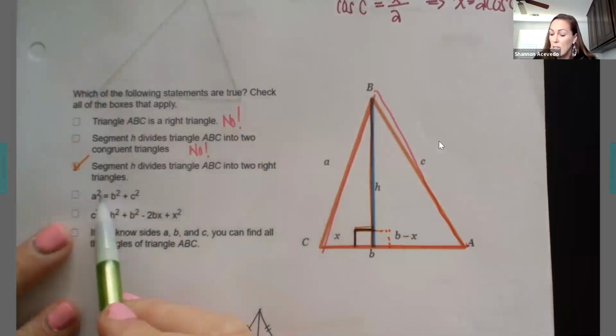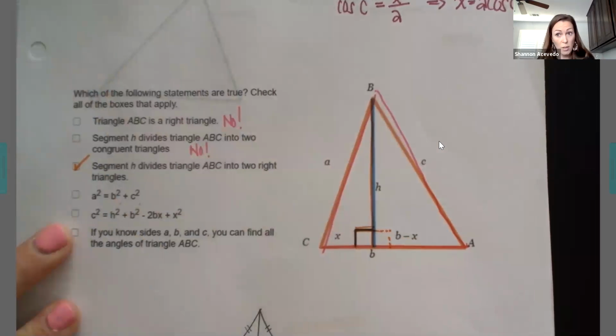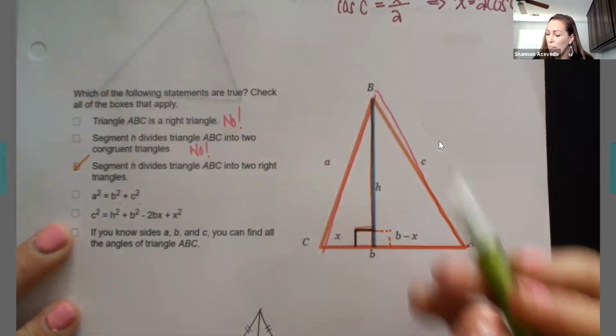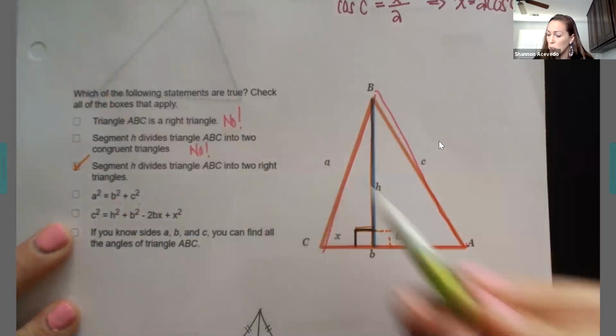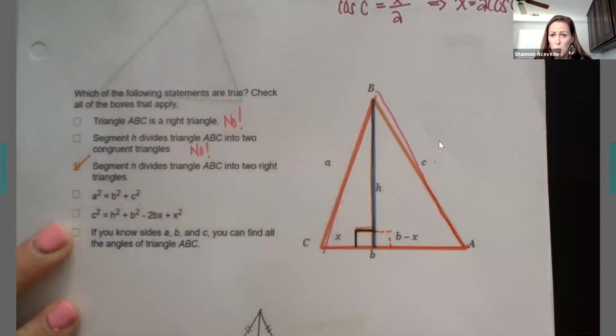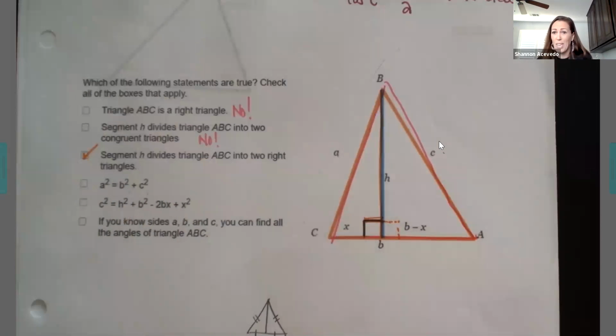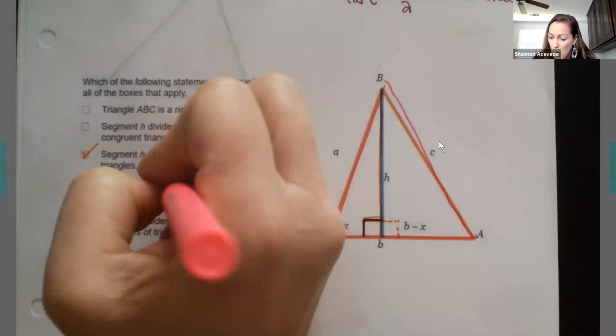A squared is equal to B squared plus C squared. This is true for right triangles, right? This is our Pythagorean theorem. I look here, A squared is equal to B squared plus C squared. That can't be true because we're not working with a right triangle there. This triangle ABC is not a right triangle, so you can't use the Pythagorean theorem for the sides of that triangle. So this is also a no.